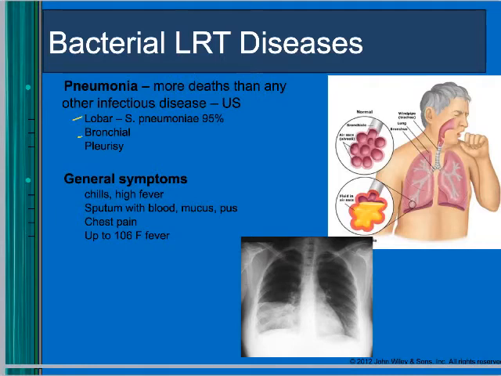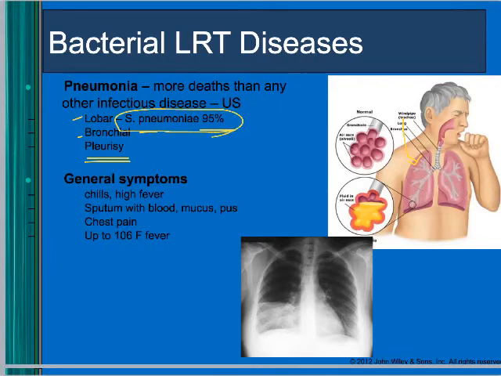Okay, so there's lobar that's going to settle in a lobe, and then there's bronchial. So the bronchial will be in the pathways, right? And then there's also pleurisy, and pleurisy is when it's in the pleura, right? So the membrane that lines the chest cavity is inflamed.